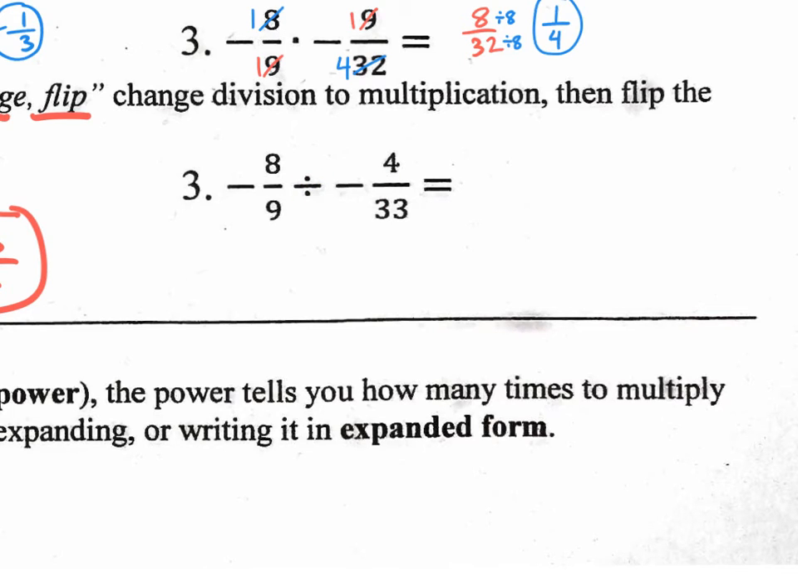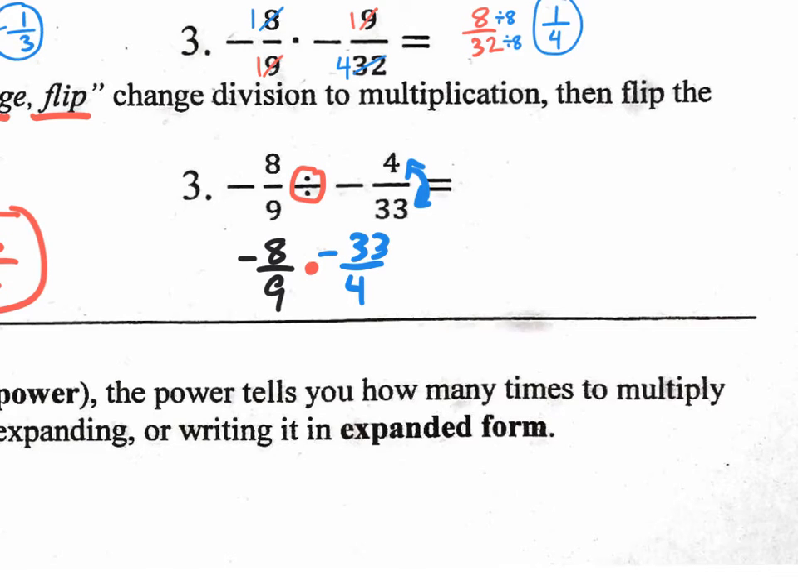So the first fraction always stays the same. The second fraction flips, but before flipping, we're going to change the division to multiplication. And yes, we're going to flip the second fraction. The 4 is going to be on the bottom. The 33 is going to be on top. And of course, it's still a negative.